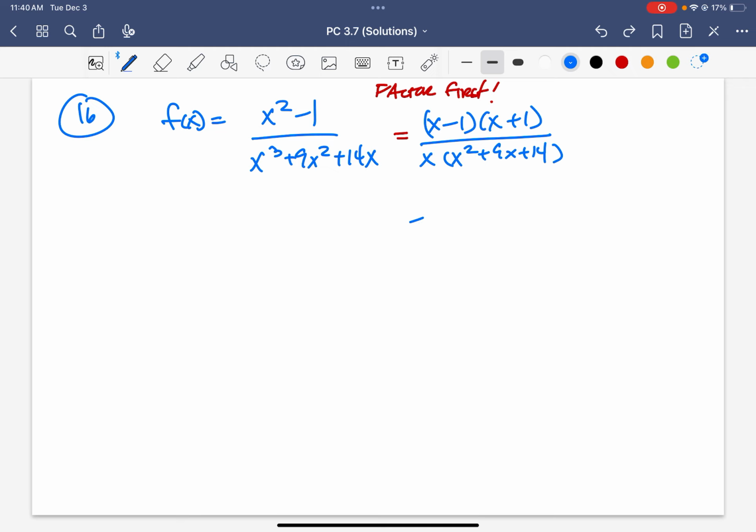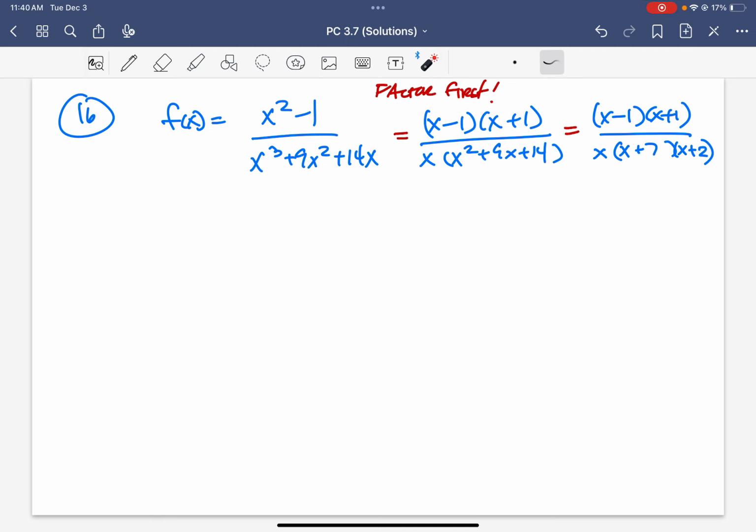And so I think you can probably see that that is equal to an x, an x plus 7, and an x plus 2, right? And that's going to work out perfectly. So that ends up being what our expression is. Notice there are no common factors, so there are no holes, since nothing cancels out.